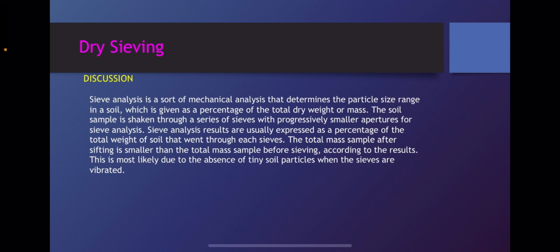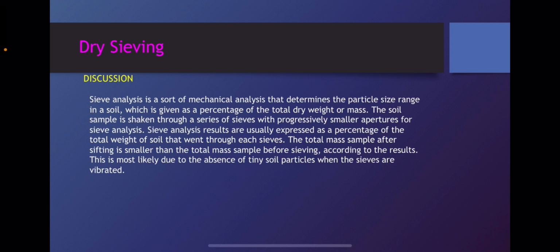So the discussion is: sieve analysis is a sort of mechanical analysis that determines the particle size range in a soil, which is given as a percentage of the total dry weight or mass. The soil sample is shaken through a series of sieves with progressively smaller apertures. Sieve analysis results are usually expressed as a percentage of the total weight of soil that went through each sieve.